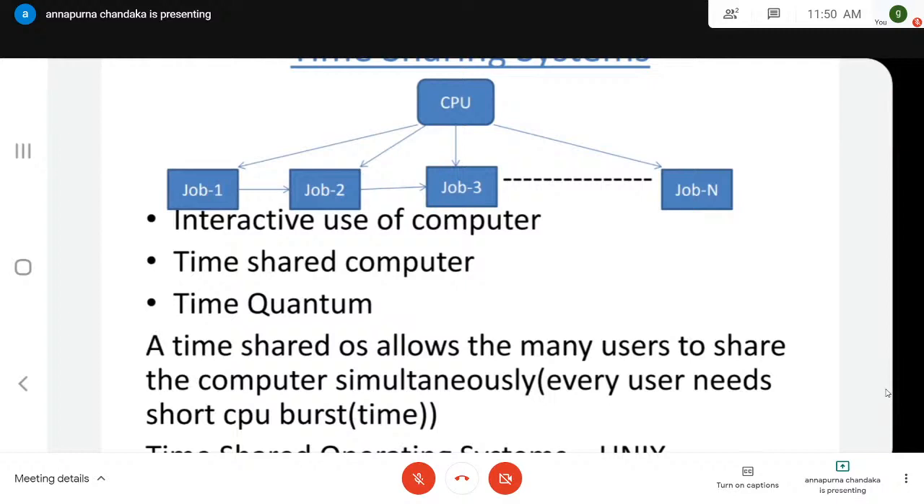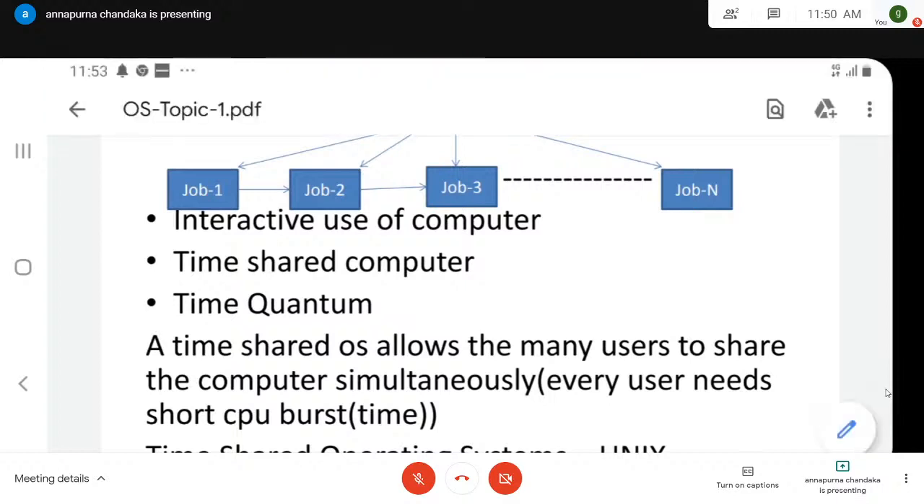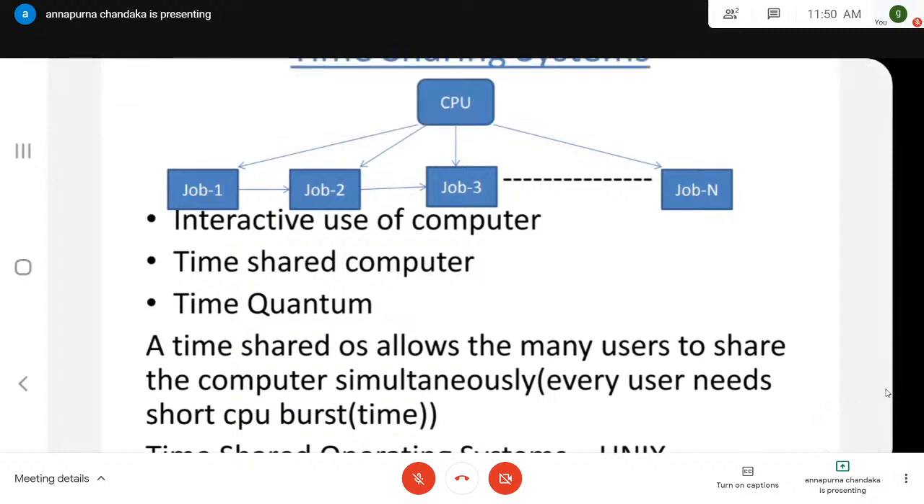What do you mean by time sharing? A single CPU is going to be shared by all the jobs at the same time. Time sharing systems were developed to provide interactive use of computer systems at a reasonable cost. What is the meaning of this? There is only one CPU that is going to be shared by all the jobs.